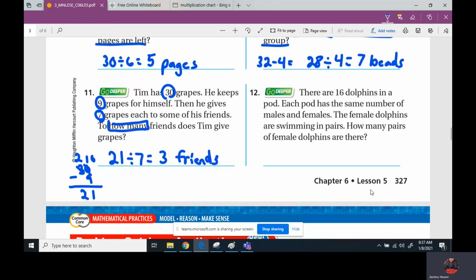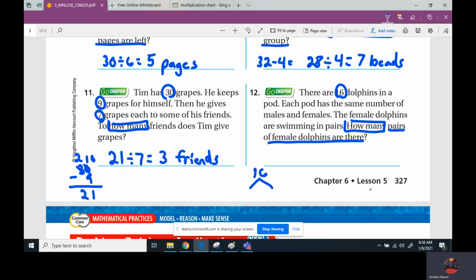The next one. There are 16 dolphins in a pod. Each pod has the same number of males and females. The female dolphins are swimming in pairs. How many pairs of female dolphins are there? So there's 16 dolphins in a pod. Each pod has the same number of male and female. Okay? So this is where it's kind of confusing. We have a total of 16 dolphins swimming in this pod.